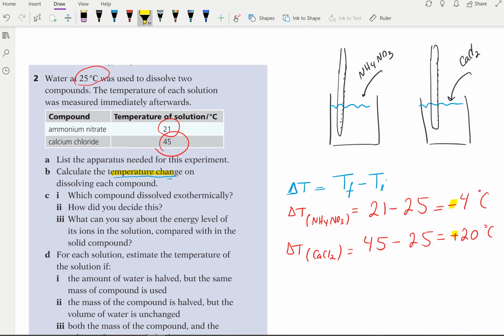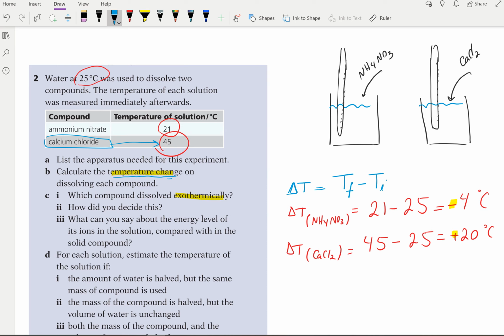Part C, which compound dissolves exothermically? If any process is exothermic, the temperature of the surroundings increases. So here we can say that dissolving calcium chloride is exothermic because the temperature has increased. How did you decide this? As I said, because the temperature of the water has increased, it shows that the reaction was exothermic and it released heat, or released energy, to the solution.